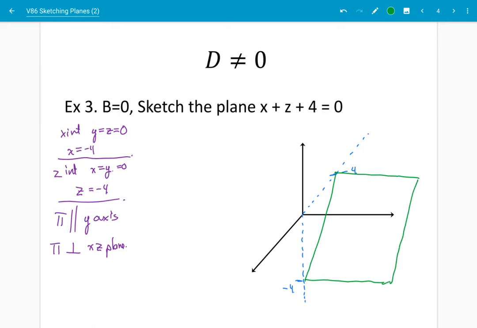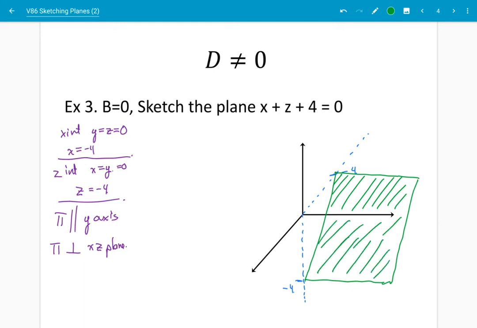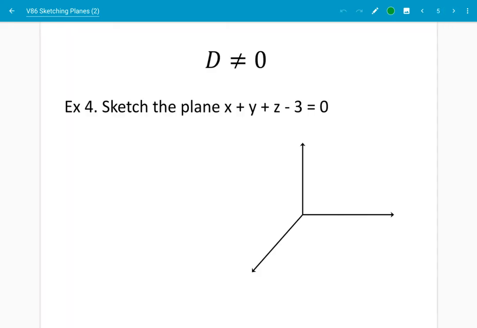Okay, the y-axis and the origin are on this side of the plane, or closer to than the plane is. Again, we're drawing edges, and we hatch it in. Okay, so there you go. D is not equal to 0, so it's not going through the origin. 2 intercepts. Okay, we're going to go on to examples where there are 3 intercepts.